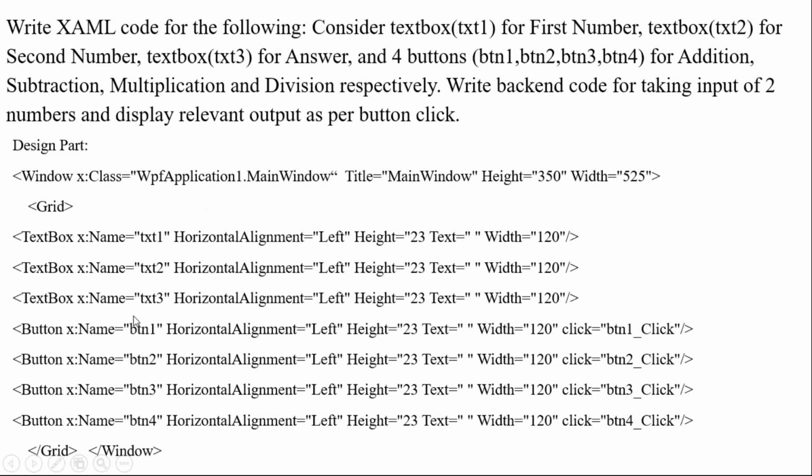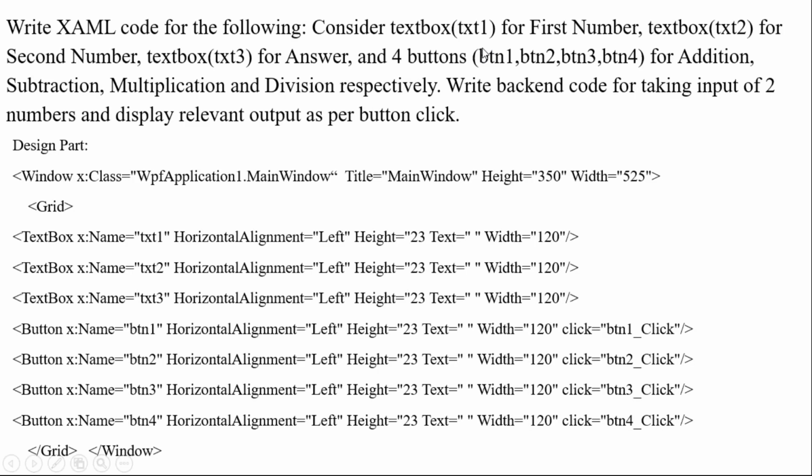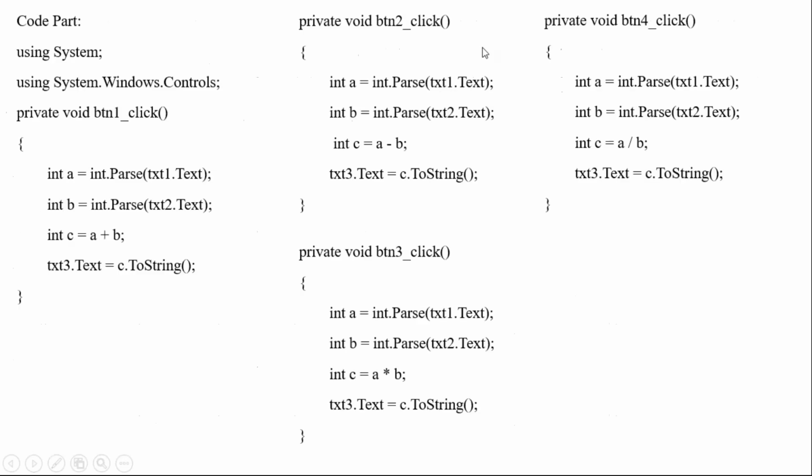The code part remains the same. Convert the values of text box 1 and 2 to integers and store them in two integer variables. Add those two integer variables and store the result in text box 3. Similarly for subtraction, multiplication and division. Again a 6 to 8 mark question, guys. Quite easy to remember and very easy to get full marks in this. Next example.